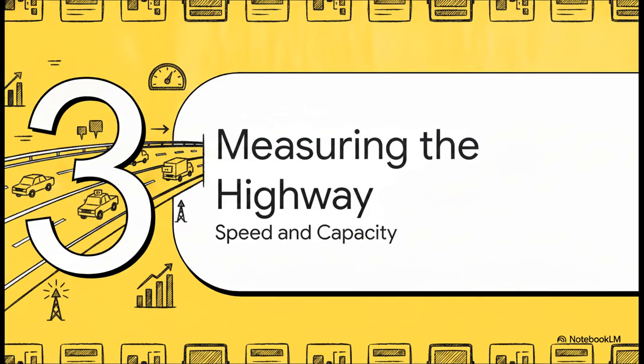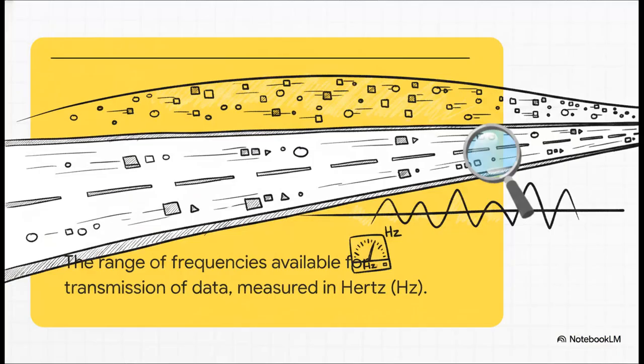Section 3. Measuring the digital highway. To really wrap our heads around this, it helps to imagine network infrastructure as a massive highway system. First up, we've got bandwidth. You can think of bandwidth as the literal width of our digital highway. Makes sense, right? The wider the highway, the more traffic it can handle, all at once.